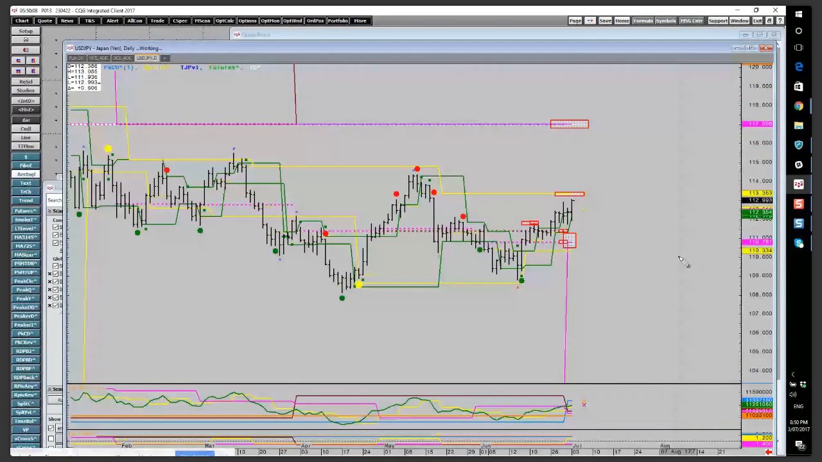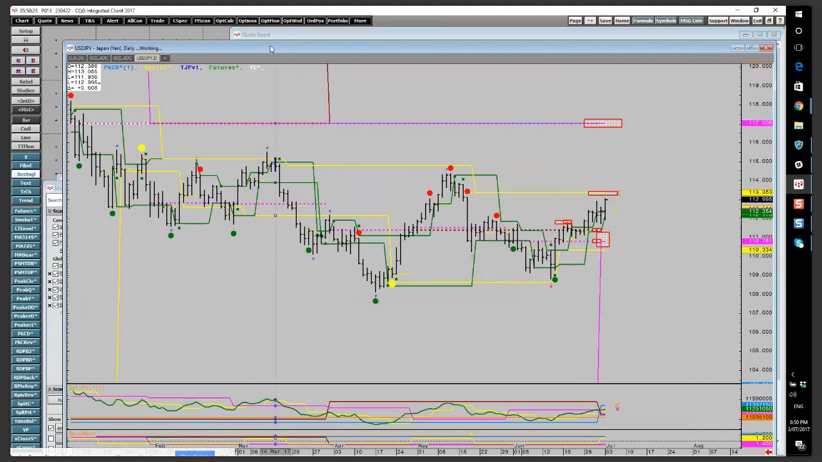So short-term target is nearly met at 113.353, and then from there, it may be that we get a retest of some support from this peak here, and then a move up to 117. So looks bullish, dollar yen.